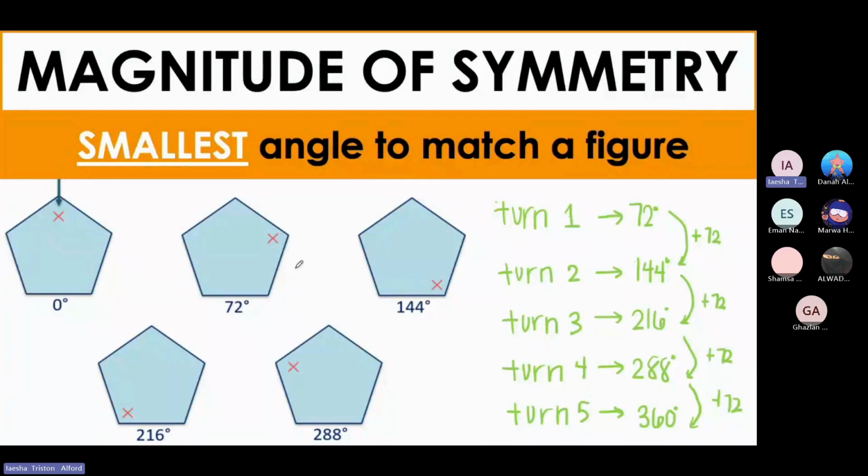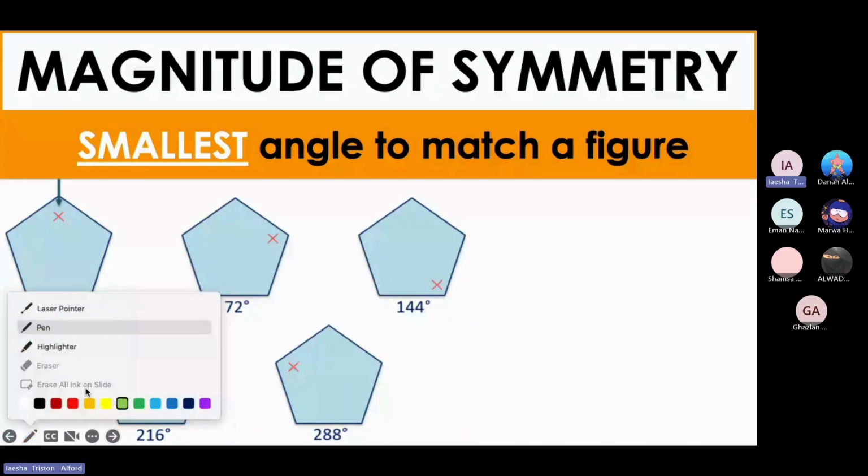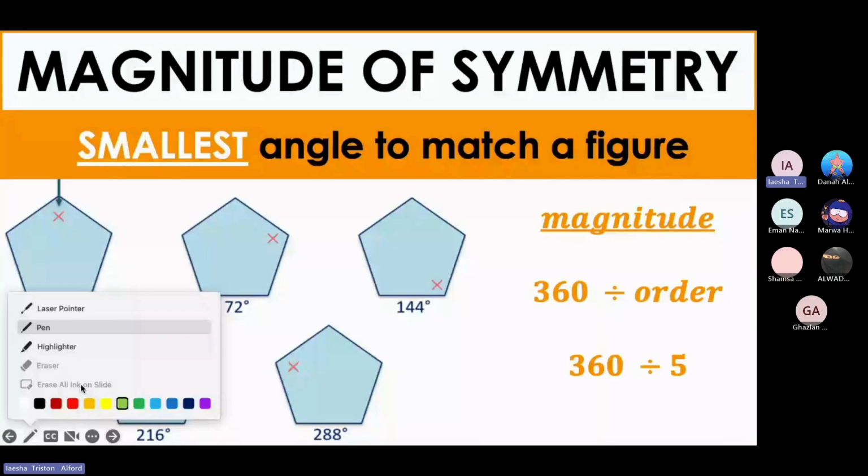So we say the magnitude is the first turn, the smallest number. You guys okay over there? Yes, so I do 360 divided by 5, so it will give us 72, yes? Correct. All right, so now that you understand it, you're going to do 360 divide by 5, give you 72.